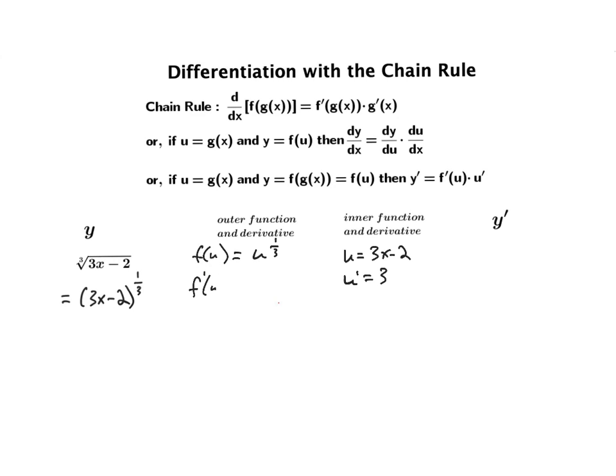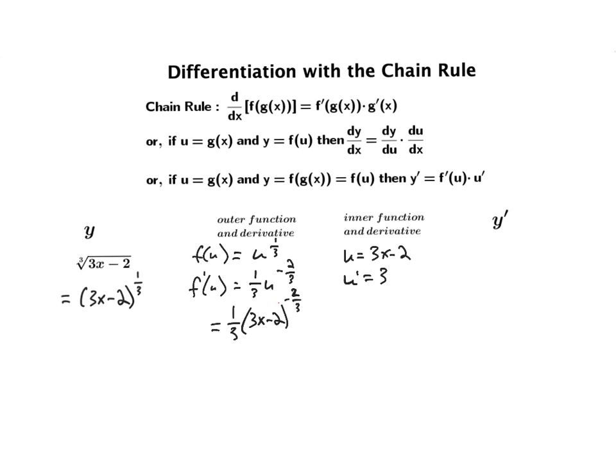f prime of u is 1/3 u to the negative 2/3, using the power rule. And then if we put g of x back into there, that's going to be 3x minus 2 instead of u, to the negative 2/3 power.